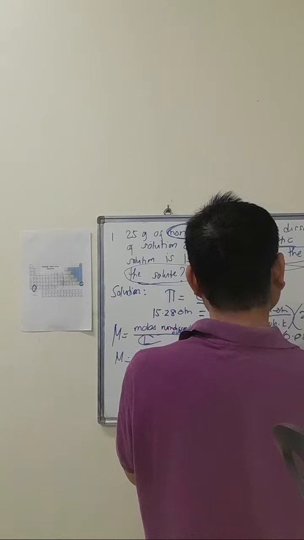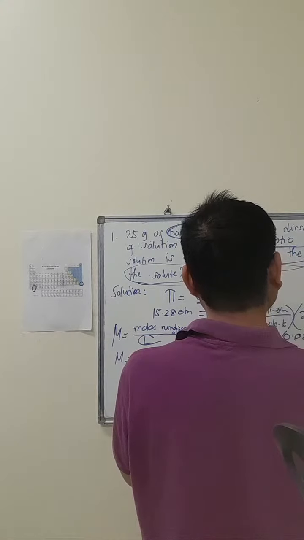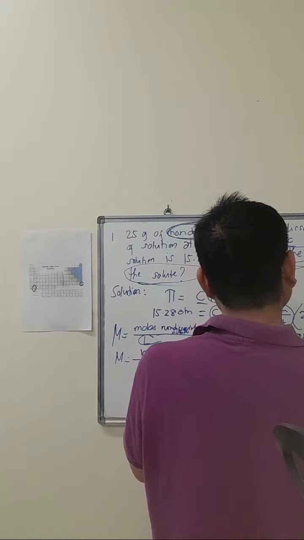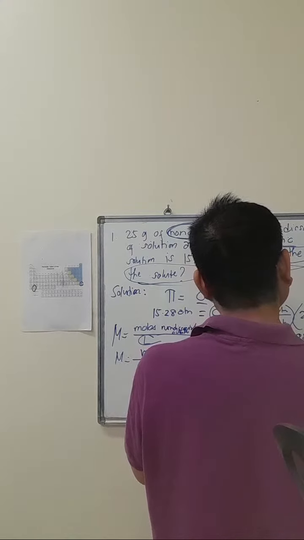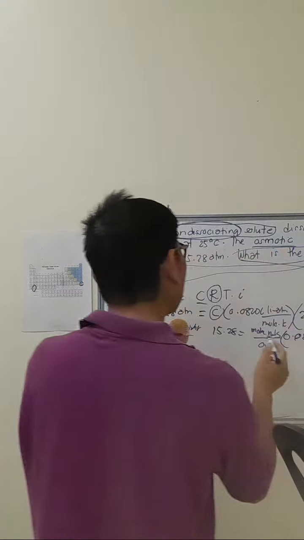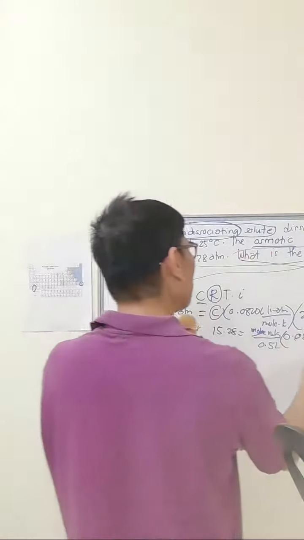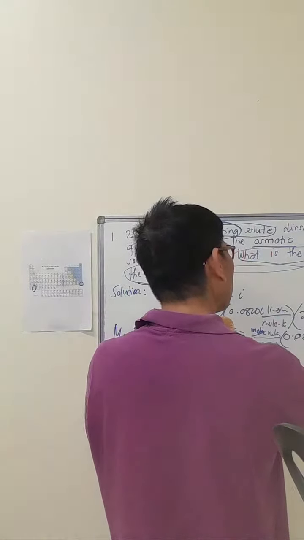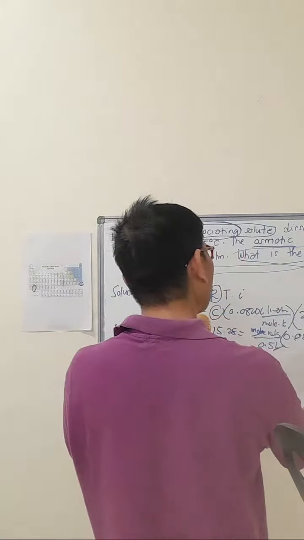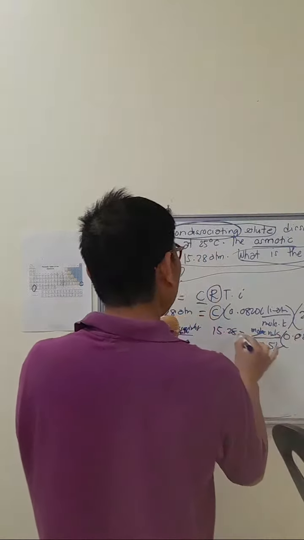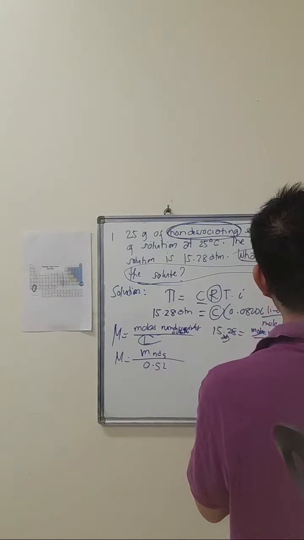To be precise lang talaga siya, guys. Okay, liter atmosphere per mole Kelvin, and 298 Kelvin. So cancel the moles, cancel the Kelvin, cancel the liters. So many will be cancelled, and cancel the atmosphere here. Okay, and what will be left here is the i.